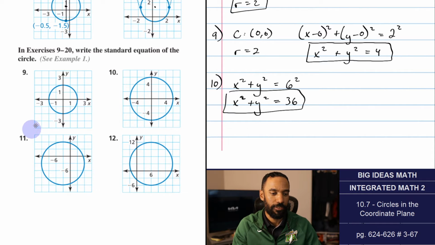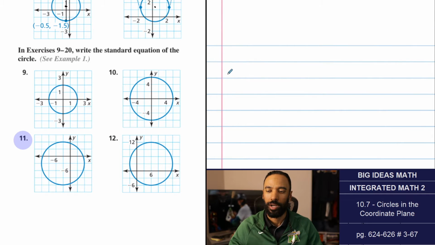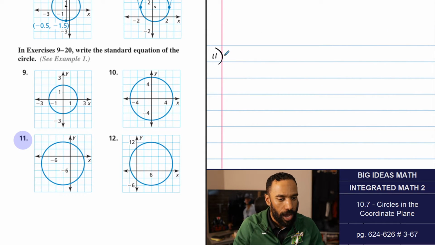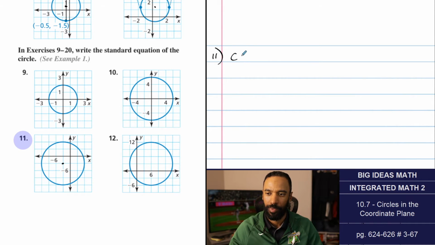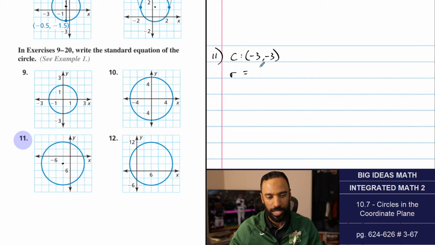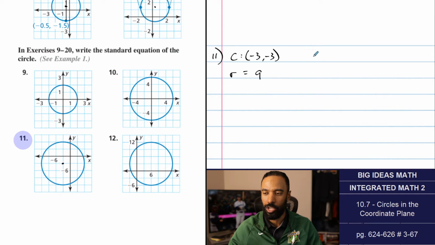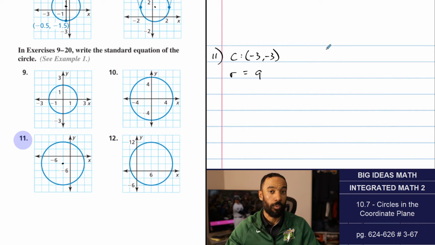Now number 11 has a different center. Let's pull out what it is. On number 11, the center looks to be this point. The scale looks to go by 3's as well. So the center is at -3, -3. The radius is 3, 6, 9. So as far as an equation goes, let me write the very raw form to begin with.